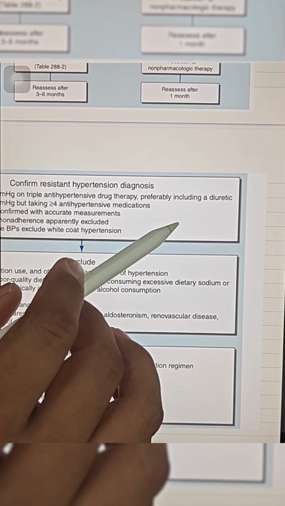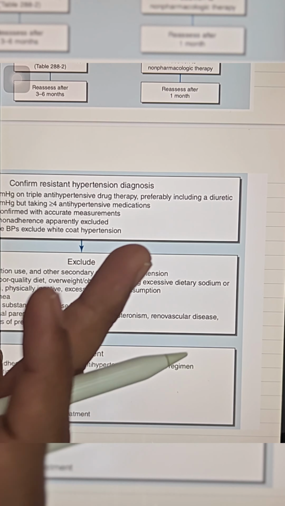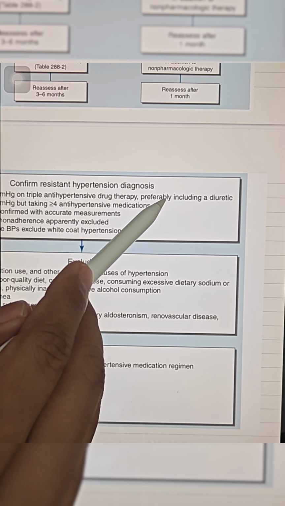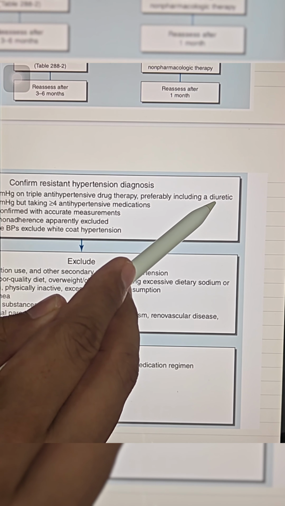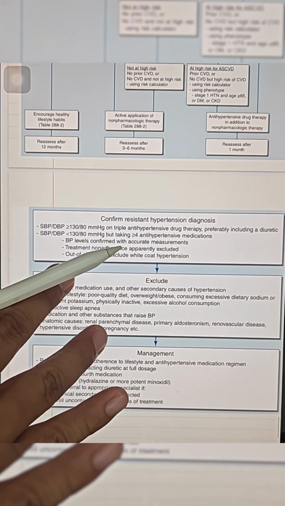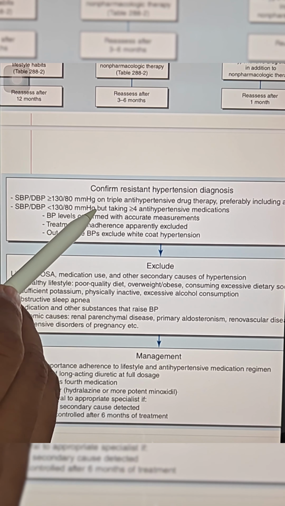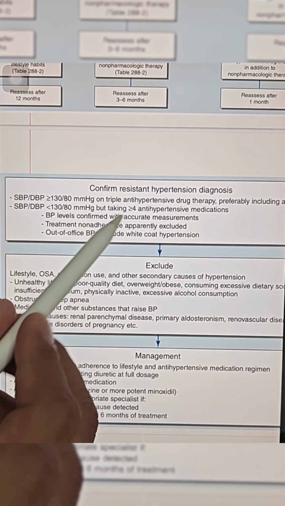So to diagnose resistant hypertension, the patient should be on 3 or more antihypertensive drugs, and one of those drugs must be a diuretic. That is the criteria to diagnose resistant hypertension. The other diagnostic criteria also include BP less than 130 by 80 but taking more than 4 antihypertensive medicines.